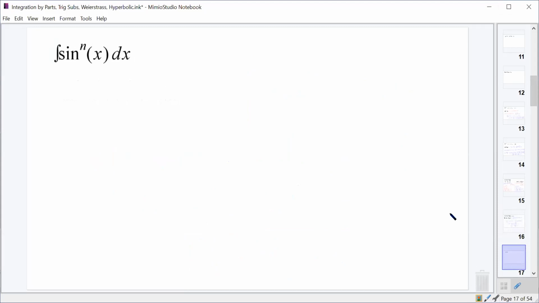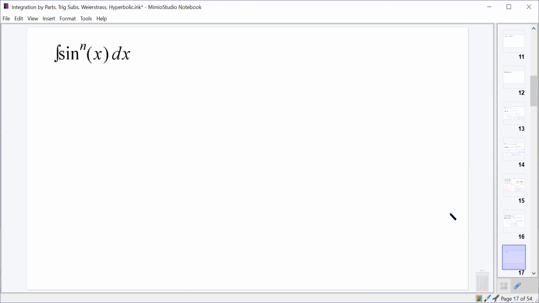What if I had something like sine to the 10th of x? Some really god-awful even power up there. It'd be cool if we could find a way to deal with any power integral. So we're going to see if we can use integration by parts to come up with a formula that will allow us to integrate sine or cosine to any power. And we're going to use integration by parts for it.